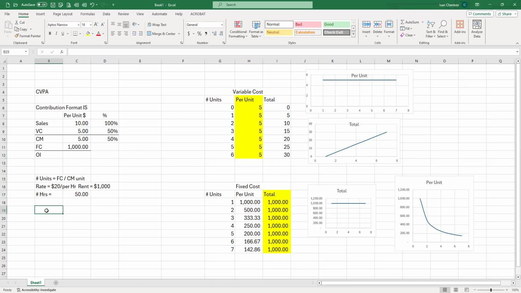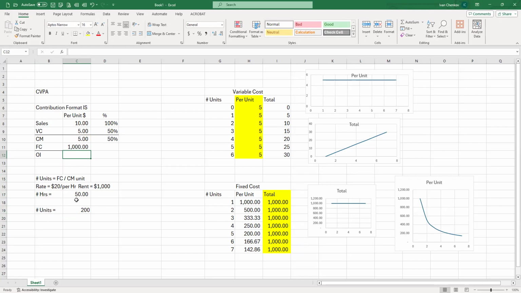Once we know that the contribution margin per unit is $5, the number of units that they need to sell is going to be equal to the fixed cost divided by contribution margin per unit. And as long as they're selling 200 units, they can cover the total cost.